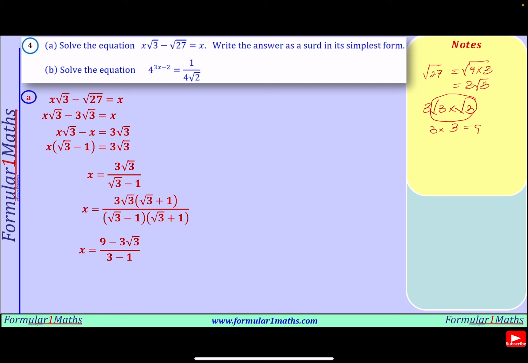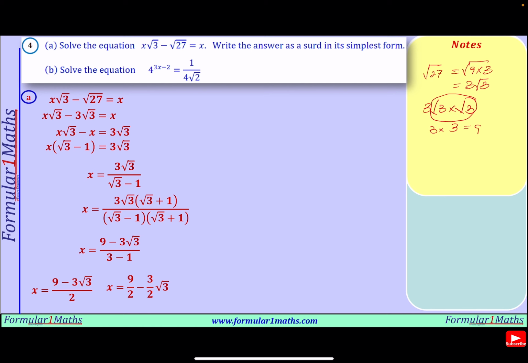So I'll get that. We already know how to simplify the denominator, which is a difference of two squares here. We've done one before. So that will be this squared minus that squared, which is 3 minus 1. And so simplify that, you're going to get 9 minus 3 root 3 over 2. You can go and write it in the simplest form by doing this. So we get 9 over 2 minus 3 over 2 root 3.